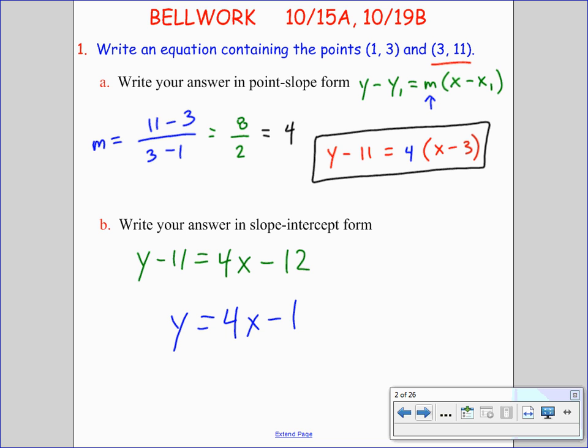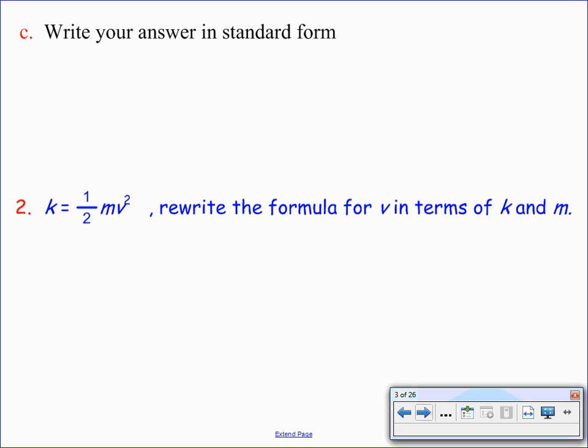Way to go. What questions do you have about point-slope form versus slope-intercept form? No questions. Okay, so let's go ahead and take a look at standard form.